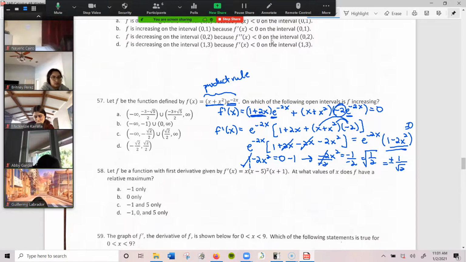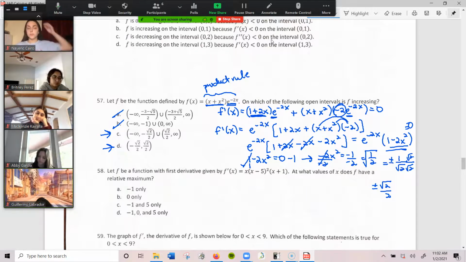Now, when you look at your answers here, notice that none of them is 1 over the square root of 2, and that's because it's not rationalized. If I rationalize this, I get plus or minus the square root of 2 over 2. So now I see that it's possibly D, possibly C, but it's not going to be A or B, because it has to involve our critical numbers. Is this okay?